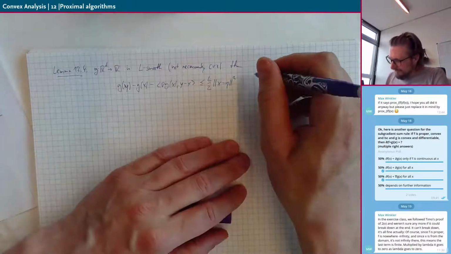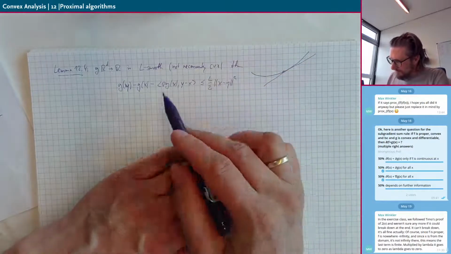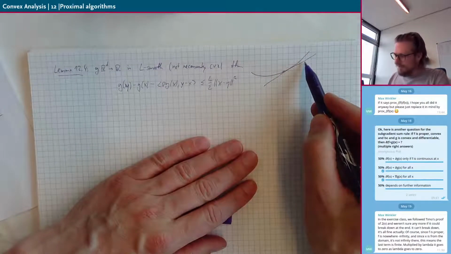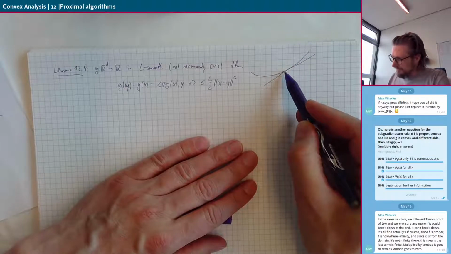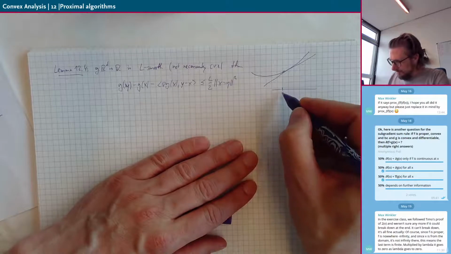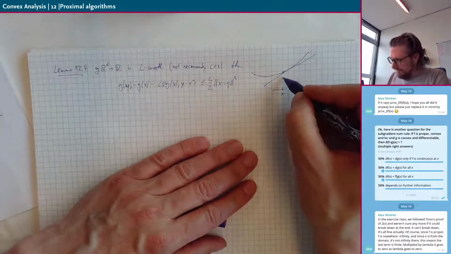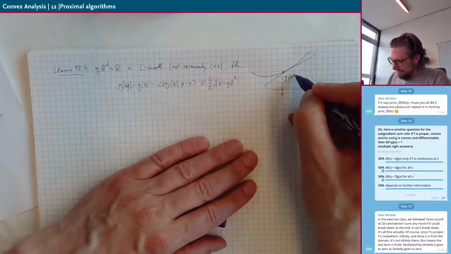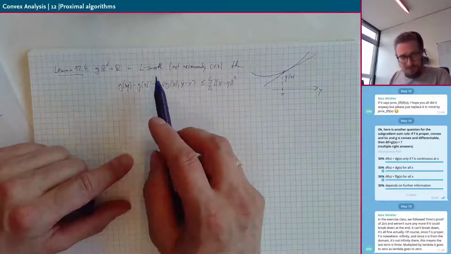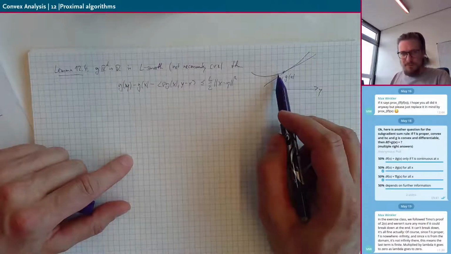So it says that if a function is L smooth, the distance between the function and the linearization does not grow faster than quadratically, and at least decays quadratically if you go to the point where you do the expansion. So this here is the point x, and this here is the y-axis. That's g of x. This is what L smoothness says: the function cannot depart from its linearization too fast.